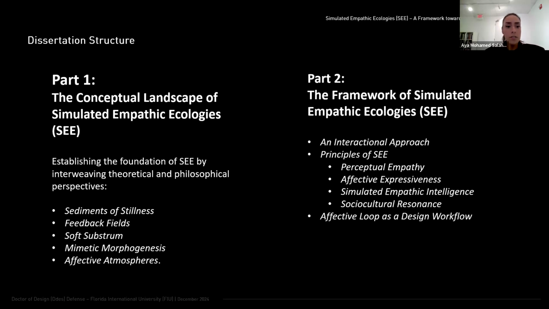So my dissertation is structured in two parts. The first part is the conceptual landscape of simulated empathic ecologies, which basically walks us through the foundation and interweaving of the different theoretical and philosophical perspectives that lead us to a conceptualization of simulated empathic ecologies. The second part focuses on the framework, and it has three different elements: the interactional approach, the different principles of C, as well as utilizing the affective loop as a design workflow.